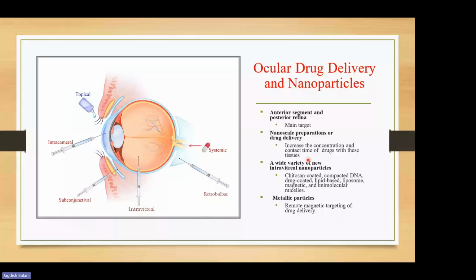If it is given by the topical route, it will immediately come into contact with the anterior segment or anterior chamber. That's why nowadays many small-scale or nanoscale delivery systems are being created to approach the site of action, to increase the delivery. If the delivery increases, there will be more exposure and you can get the desirable effect. That's why many companies are creating chitosan-coated or compact DNA drug-coated, lipid-based, liposomal-based or magnetic-based drug molecules, to deliver the maximum amount of the molecule to the site of action.